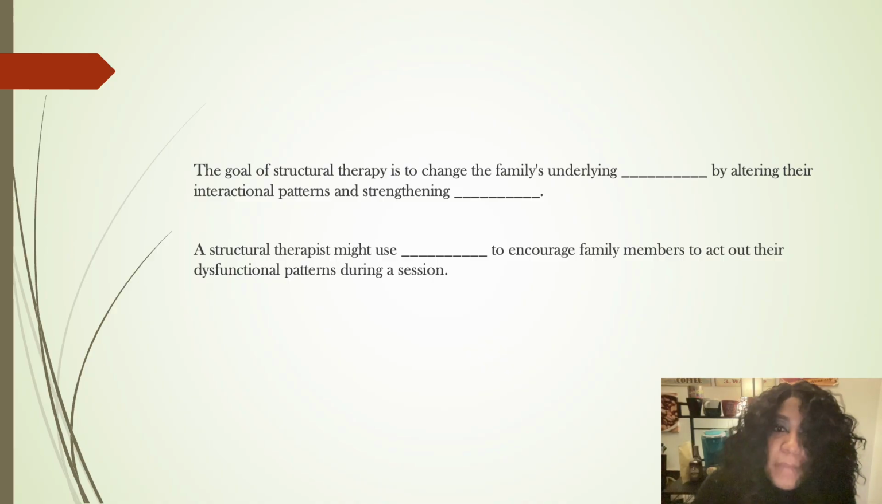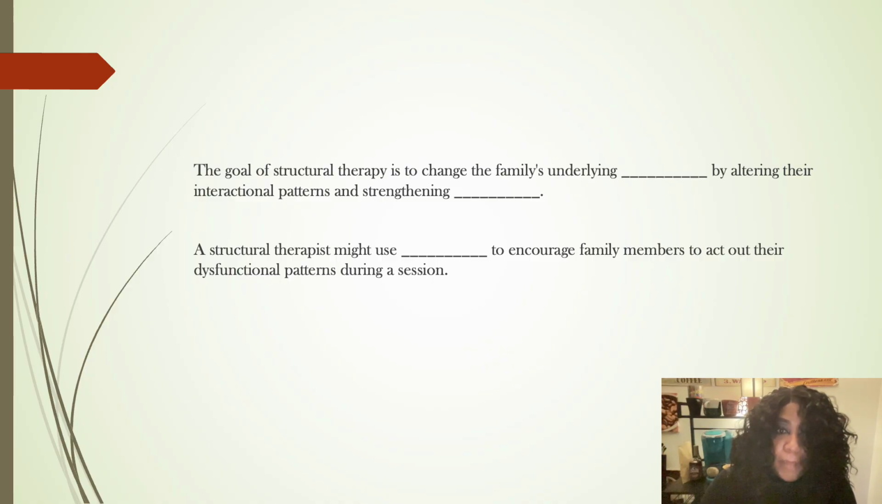The goal of structural family therapy is to change the family's underlying what? We need to change that organization. We need to alter some of those boundaries, alter those hierarchies, by strengthening, and that's going to strengthen what? We're going to have to strengthen that hierarchy when we do that. We're going to strengthen some of those boundaries that are just out of place with each other, right?